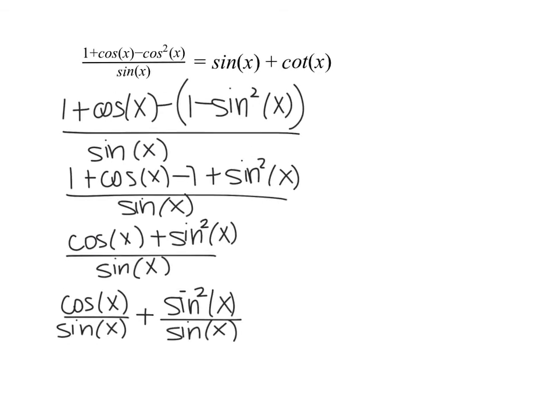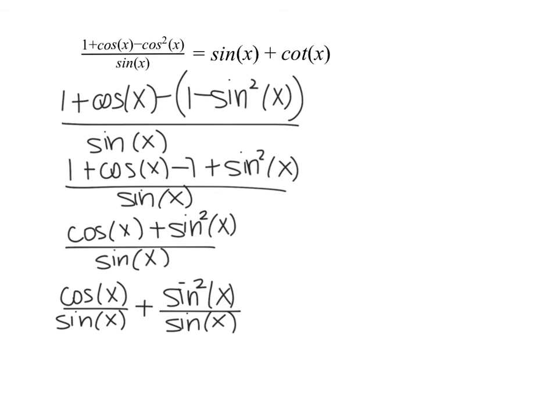Well, cosine of x over sine of x is cotangent of x. And sine squared divided by sine will leave me with 1 sine. So we get plus sine of x. And we have verified that we get cotangent of x plus sine of x, or sine of x plus cotangent of x. Order of addition doesn't matter, so it doesn't matter which order I write these in.